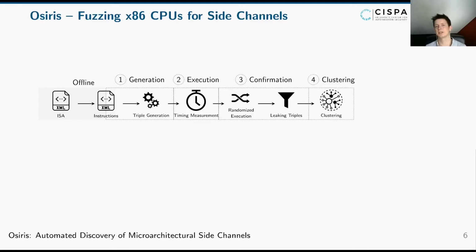In our fourth stage, we then cluster our results. For example, for Flush+Reload, you will end up with thousands of different sequence triples that all form the side channel Flush+Reload. So we just cluster them to make our result more manageable. And then in the end, we end up with our report that researchers can manually investigate further.